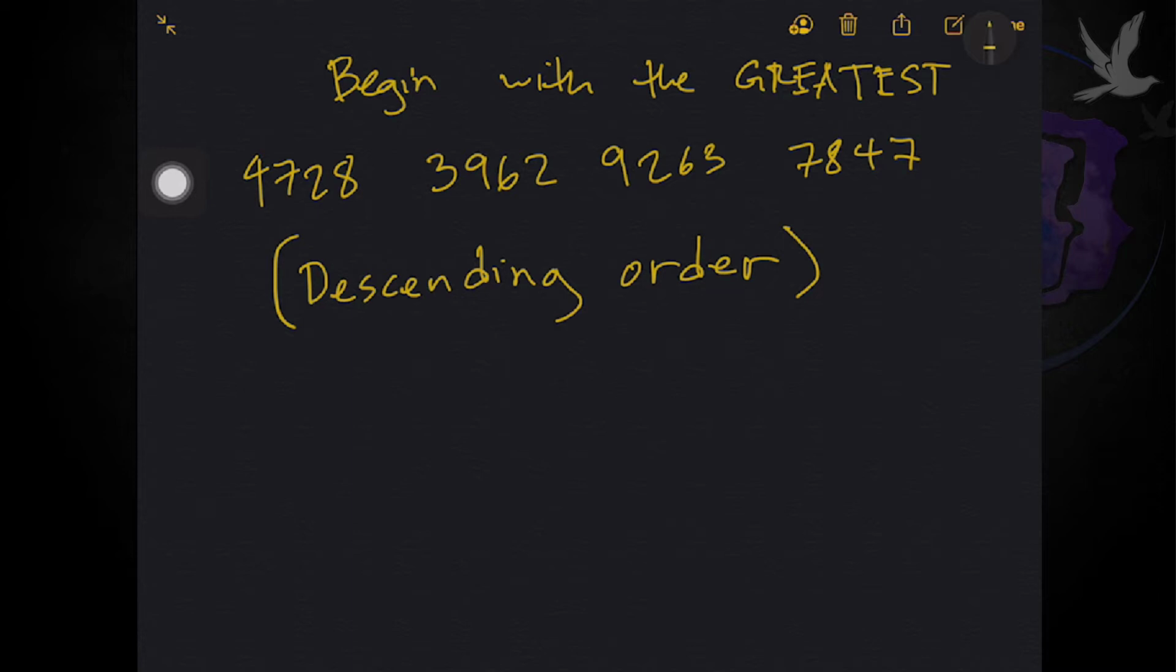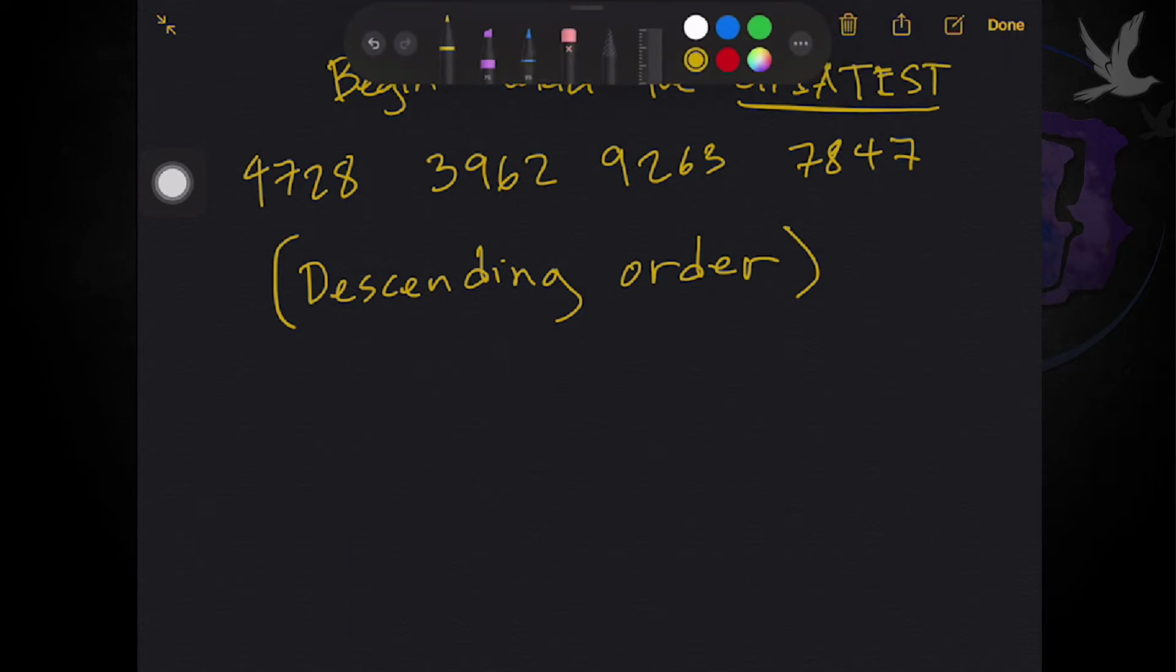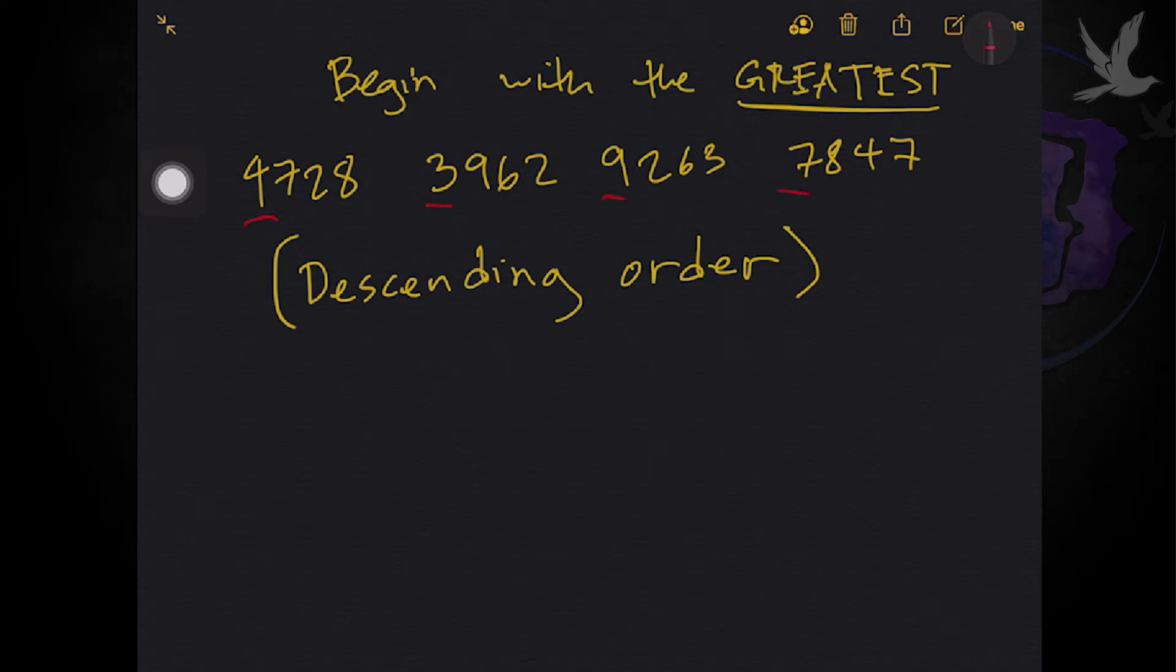So how do you arrange these numbers? For example, we have 4,728, 3,962, 9,263 and 7,847. Since we are asked to begin with the greatest, all we have to do here is to compare the first given digits for each number and identify which has the greatest value. So in this case, it's obviously 9.